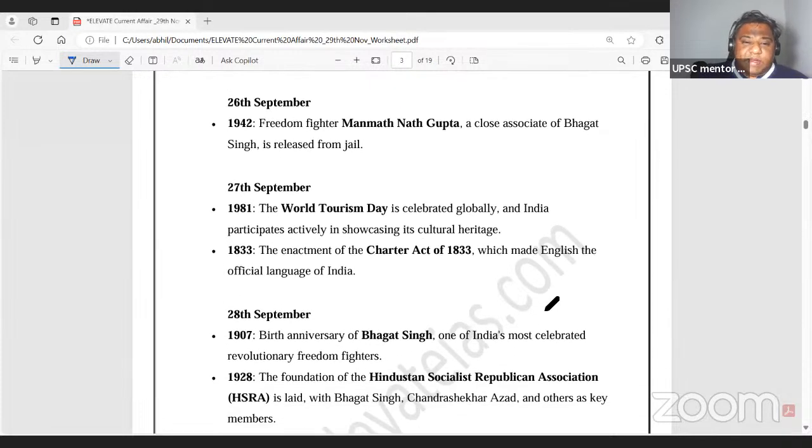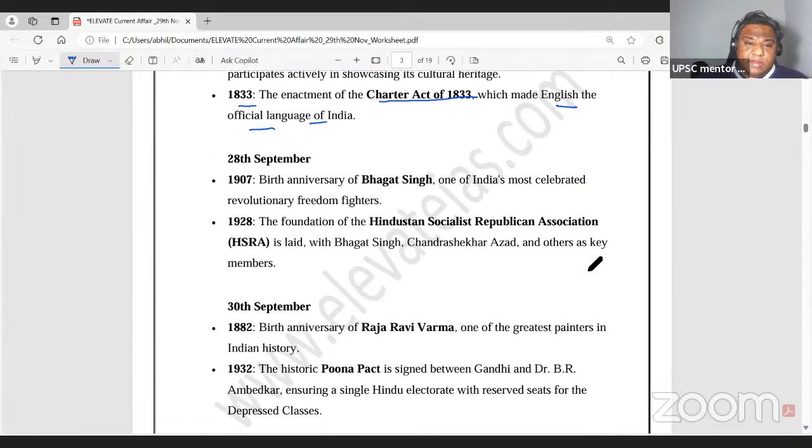On 27th September, we have celebrated World Tourism Day since 1981. And India actually participates very heavily in it, and there are a lot of programs which happen on World Tourism Day. In 1833, English was made the official language of India as per the Charter Act of 1833. You can remember your history.